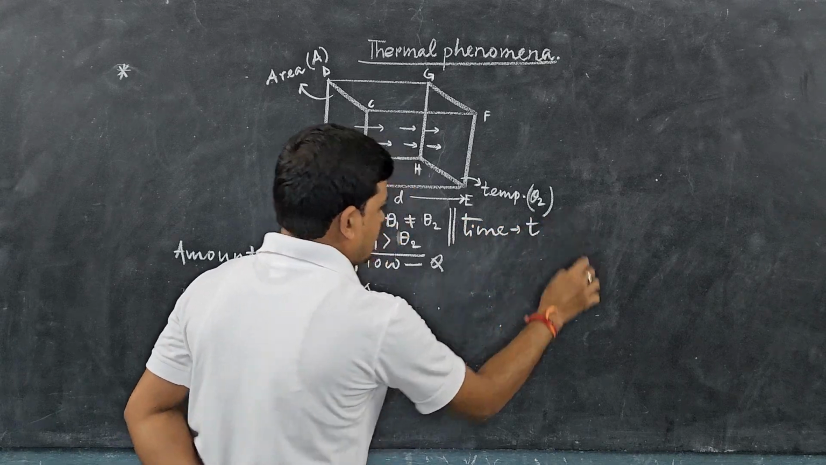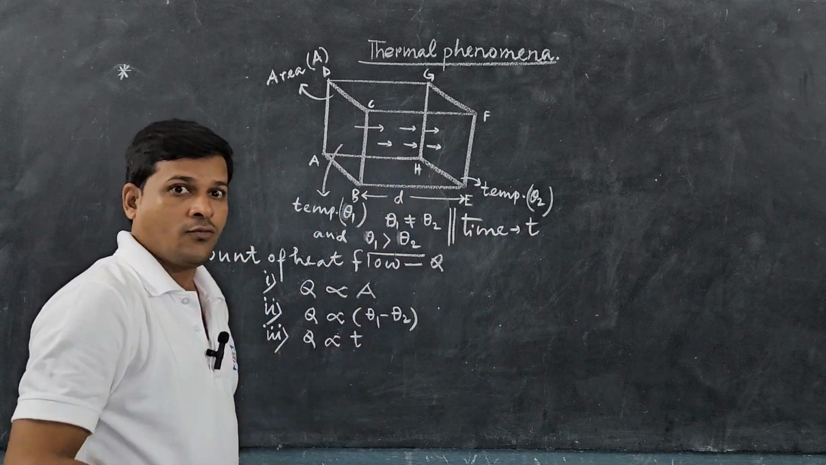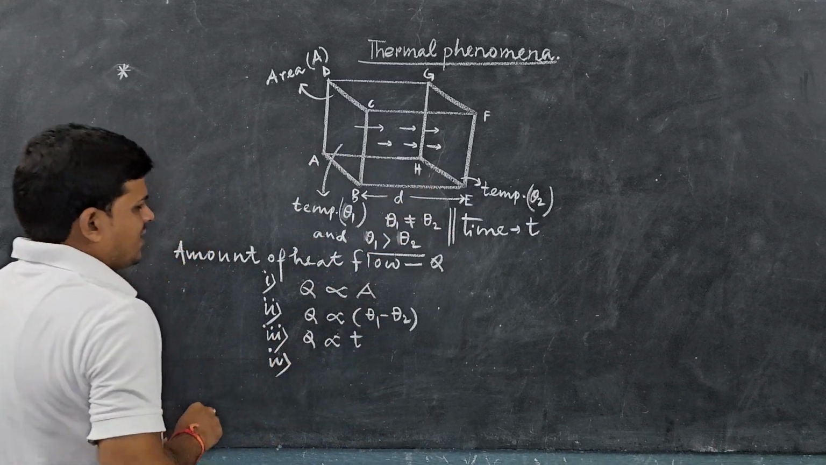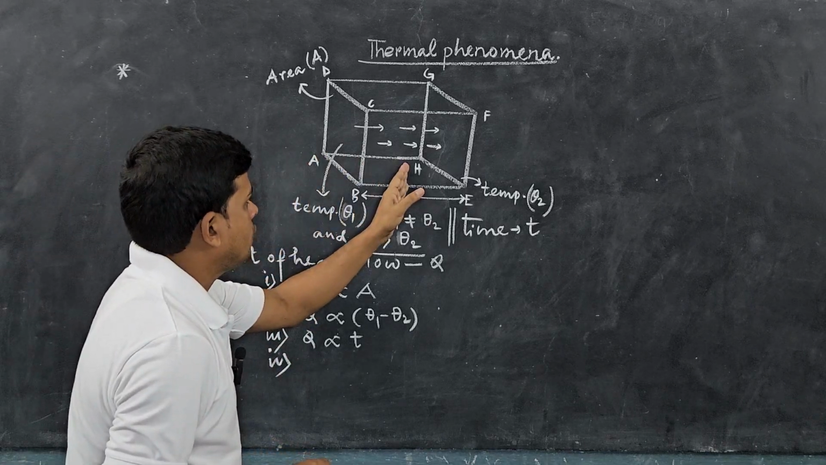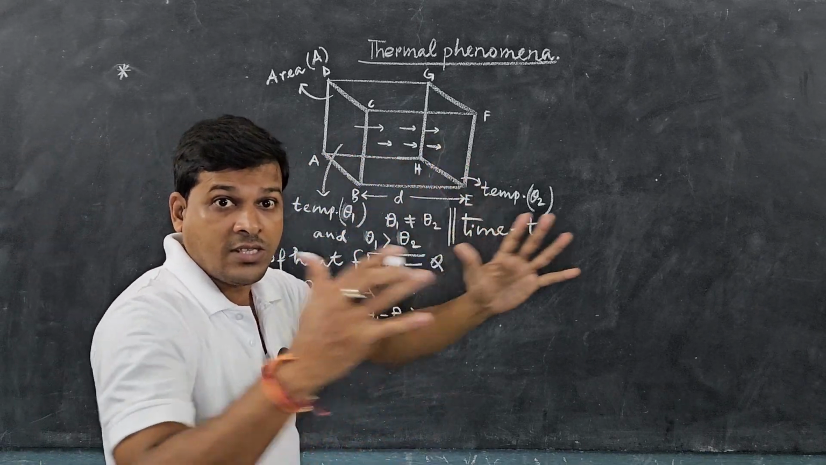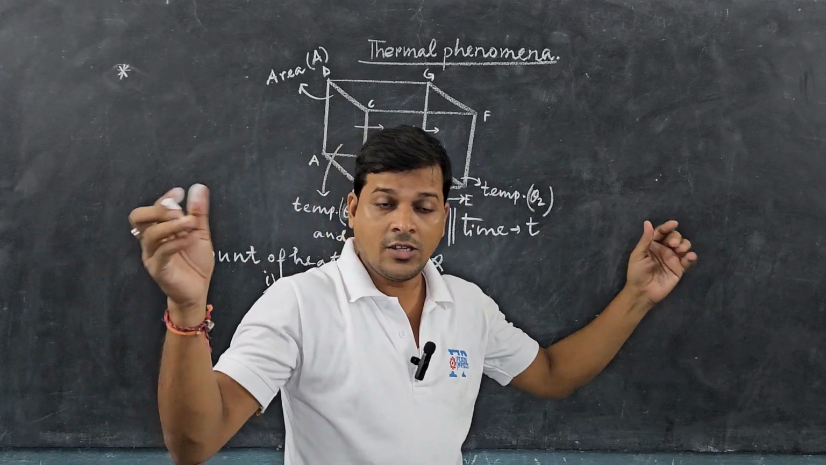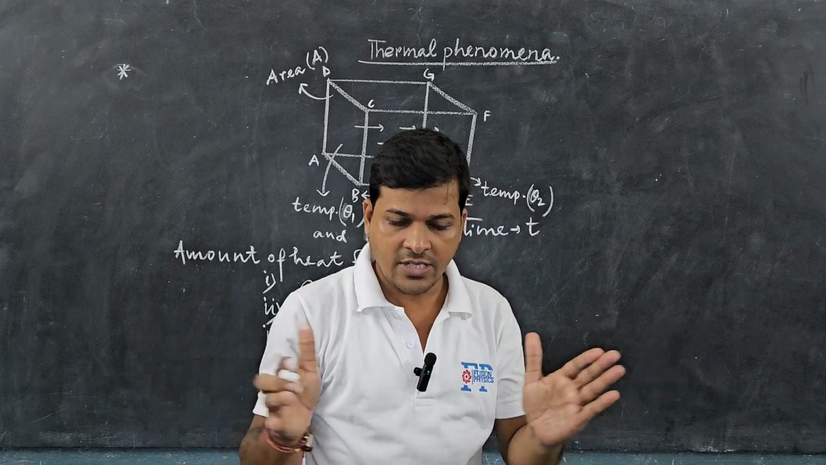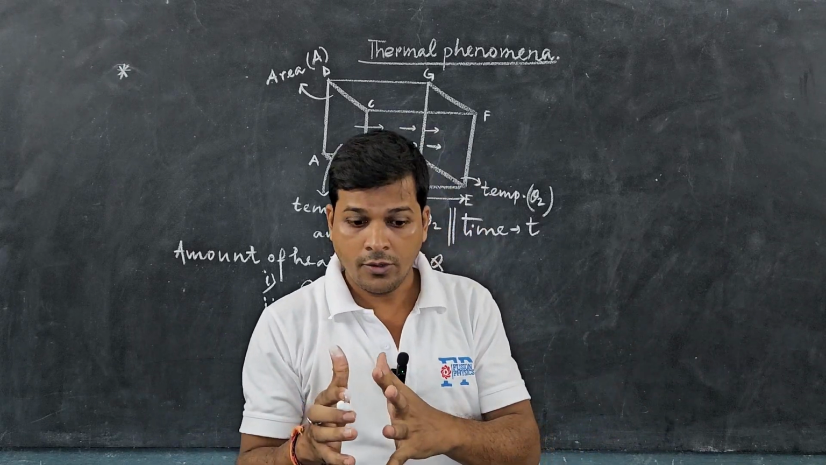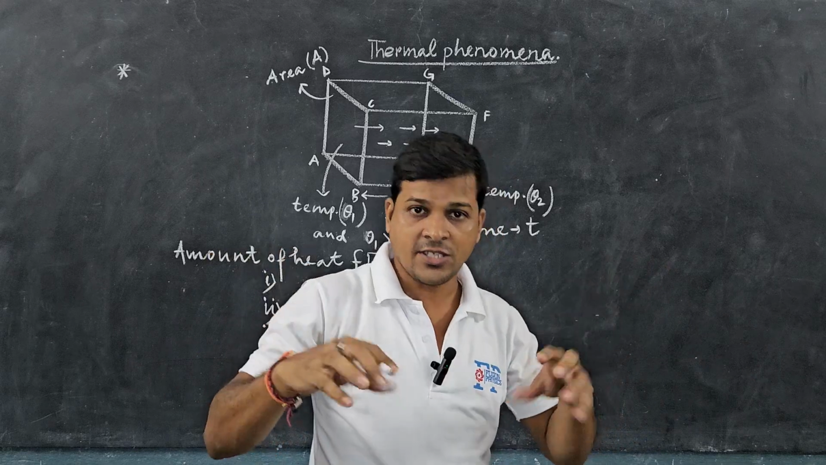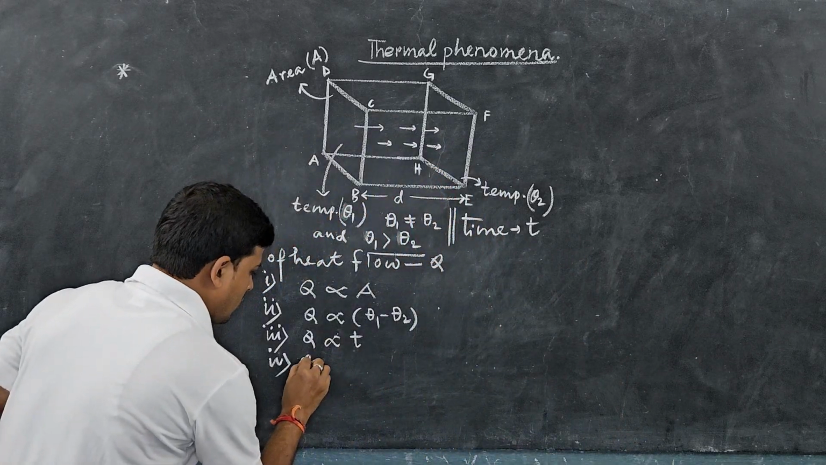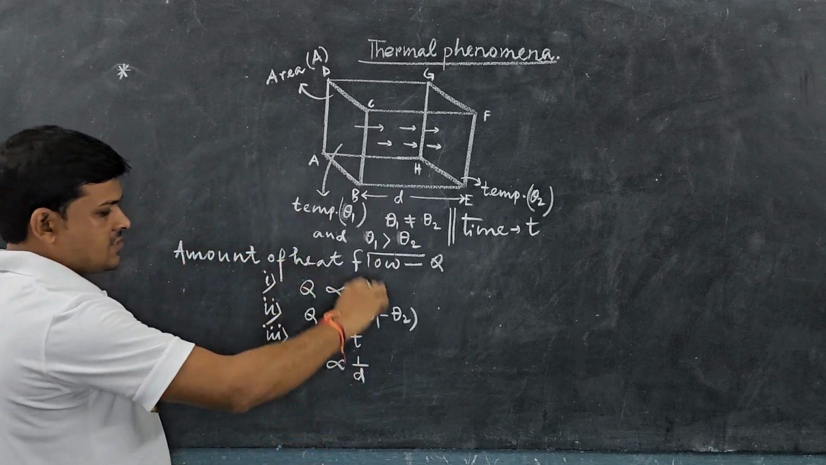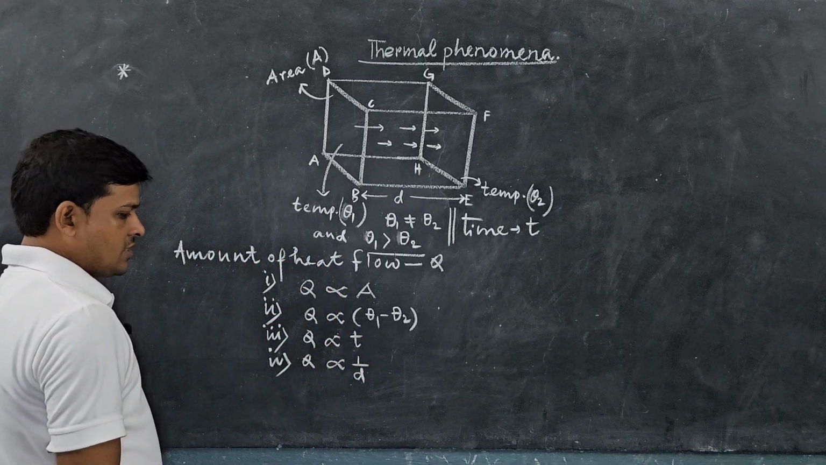When the time increases, more heat will flow from one surface to the other. Number 4, let's consider when heat flows from one surface to the other: if the distance increases, the heat will be lost during the flow of heat. So when the distance decreases, more heat will flow. When the distance increases, less heat will flow. So the amount of heat flow is, of course, inversely proportional to the distance d.